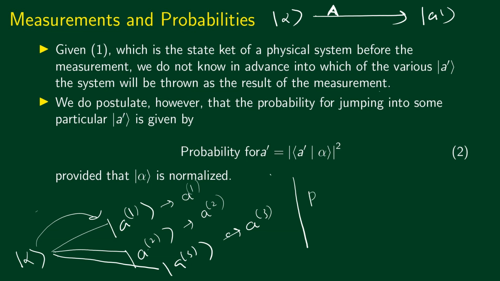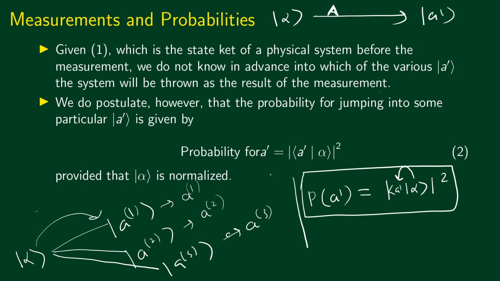For example, let's say that the probability for measuring an eigenvalue A prime. Quantum mechanics says that this is given by the modulus square of bracket A prime alpha. What is this? This is the component of ket alpha in the direction ket A prime. This is the postulate that gives us the probability for different measurement outcomes. So quantum mechanics allows us to calculate these probabilities by this postulate.